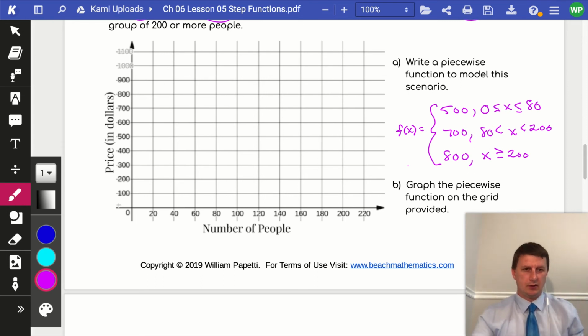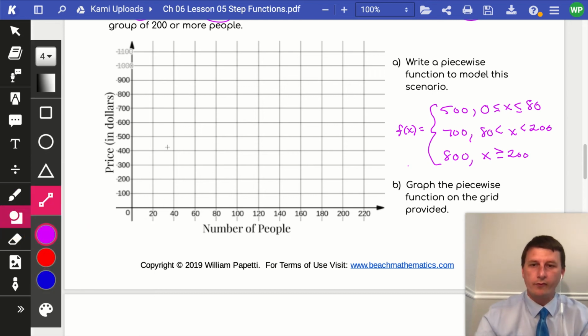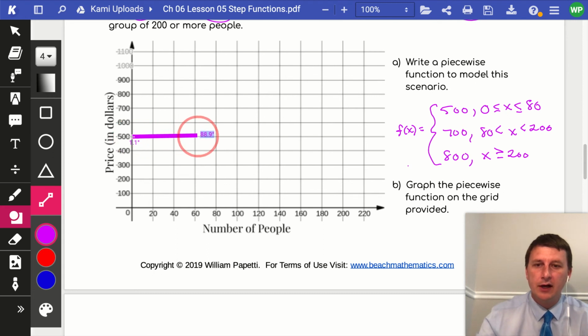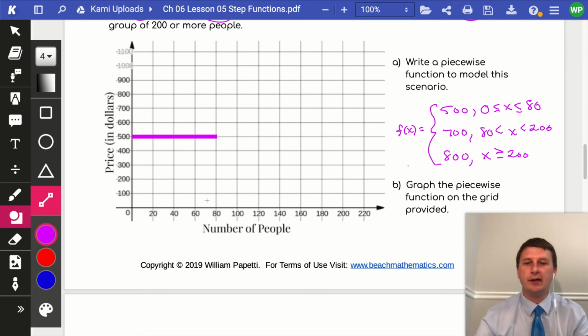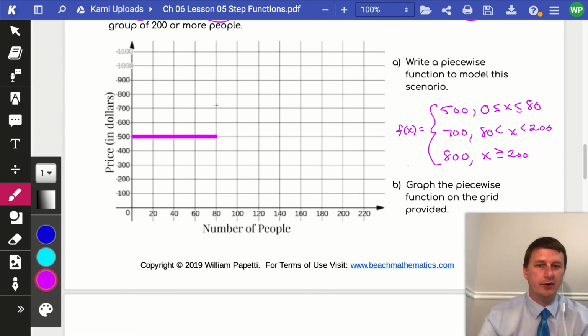So we're going to graph a horizontal line at 500, where x is between 0 and 80. So we're going to go from 0 to 80. Pay attention to the scales. We have it going up by 20 on our x-axis and up by 100s on our y-axis. And then we have to think about what kind of circles we want. Well, at 0, we'll put a closed circle.